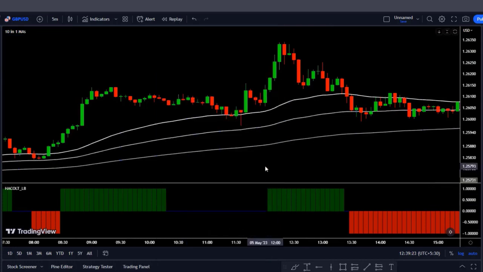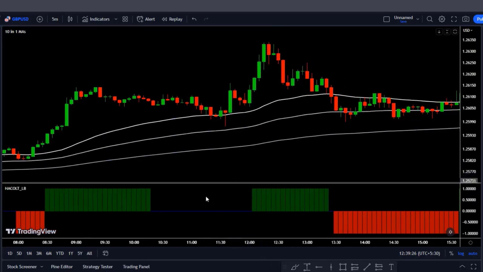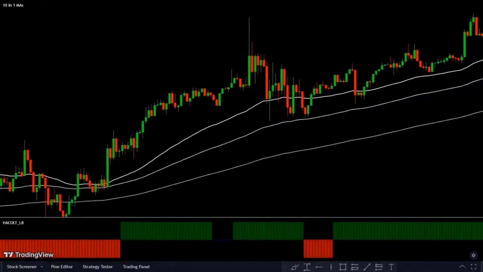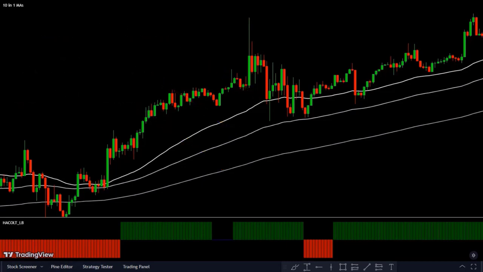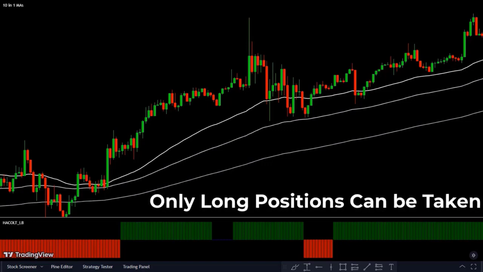The 3 in 1 EMAs are a very powerful combination of moving averages that helps traders better identify a trend. When the price moves above the EMAs and the lines are positioned in the way where on the top is 50, in the middle is 100, and at the bottom is 200, we can confidently say that the market is trending upwards. In an uptrend, only long positions can be taken.